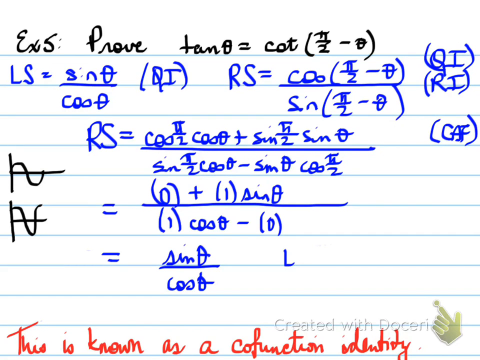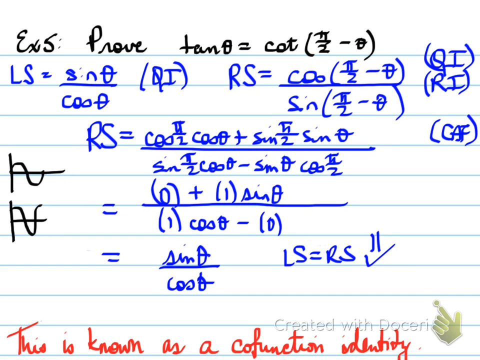And lo and behold, if you look on the other side, wow, we have the same thing. So that means left side is equal to right side. We've checked, and that makes us happy. So this here is another one of the cofunction identities that you're given. You do not need to memorize these cofunction identities, but if you prefer to, you're more than welcome to. You can prove it, though, without having to know the cofunction identity.